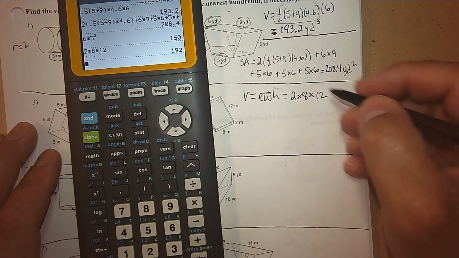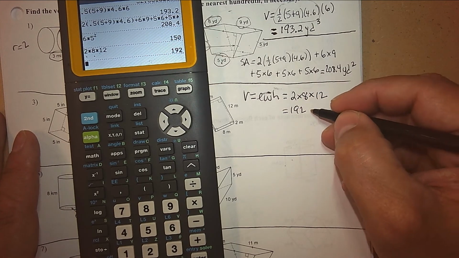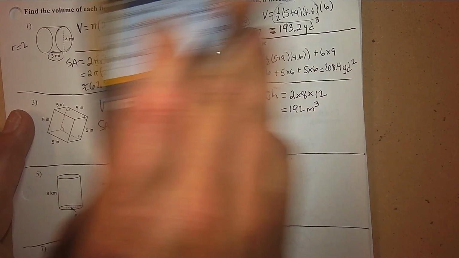That's 192. And we're going to cube it for volume.